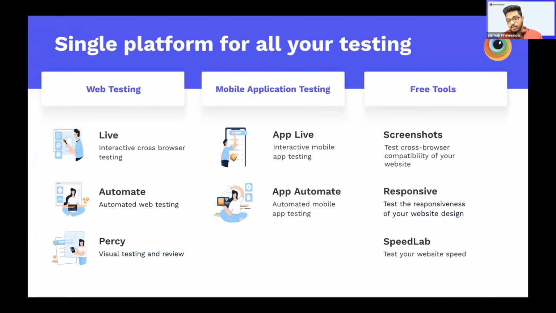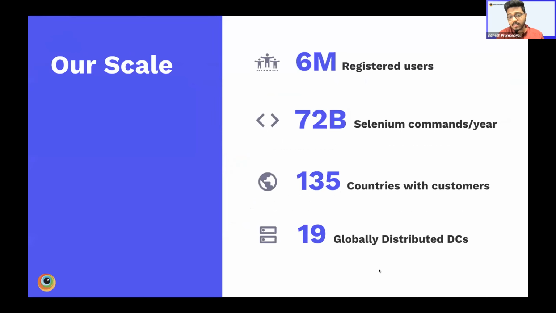We also have a couple of free tools: Screenshots, which lets you see the cross-browser compatibility of your website on different devices, Responsive, which helps you test the responsiveness of your website design, and Speed Lab, which helps you check the performance of your website. We have over 6 million registered users. Our platform runs over 72 billion Selenium commands a year. That's crazy. And users from 135 different countries. And to make sure that all of that runs and works, we have 19 globally distributed DCs.